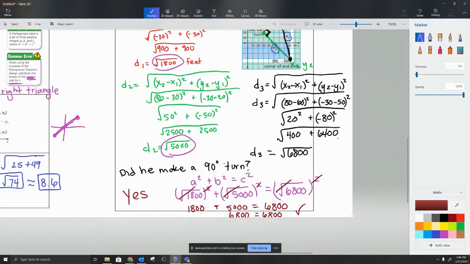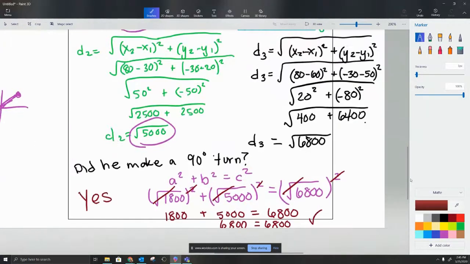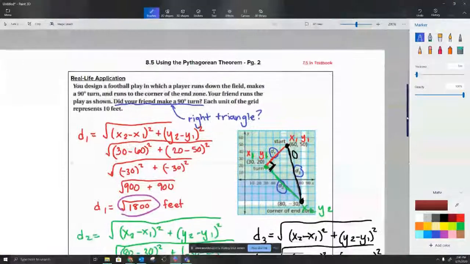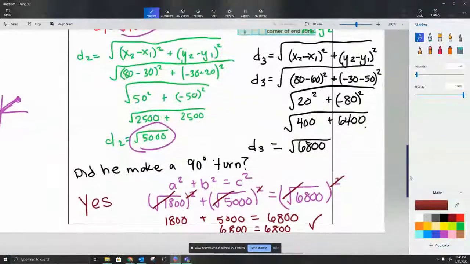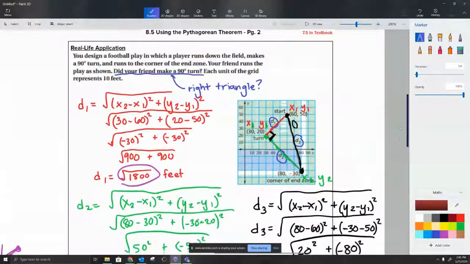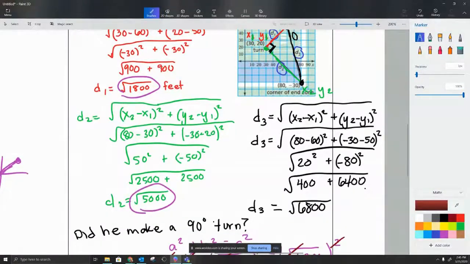So you might be thinking that is the most ridiculous thing I've ever seen. And the good news is you're probably not going to see this kind of problem anywhere, but it is a good example of what this is all used for in terms of finding distances diagonally between 2 points on a graph.